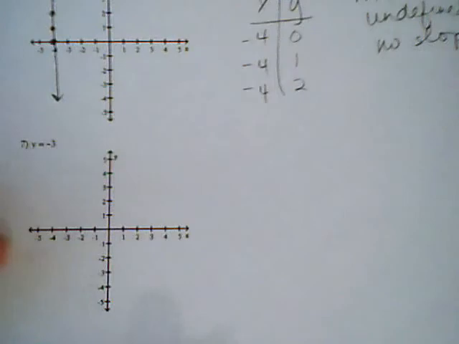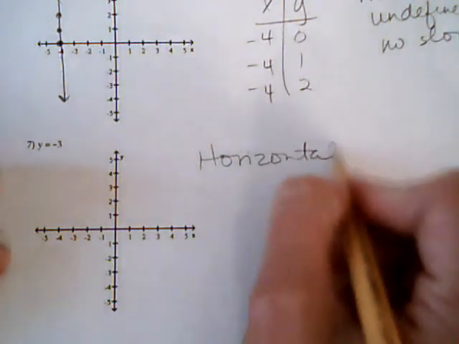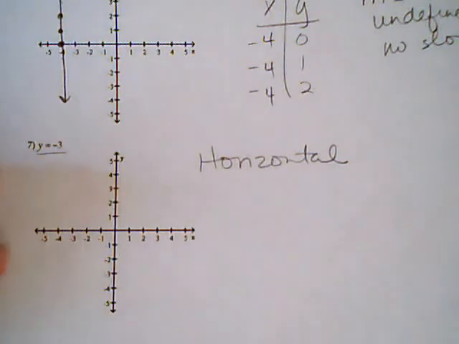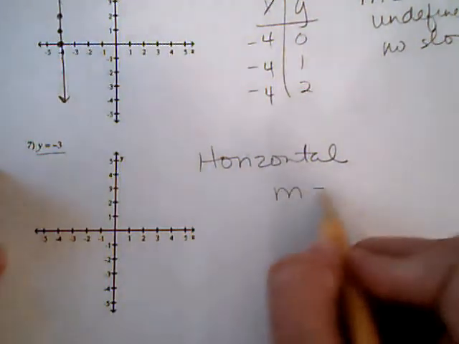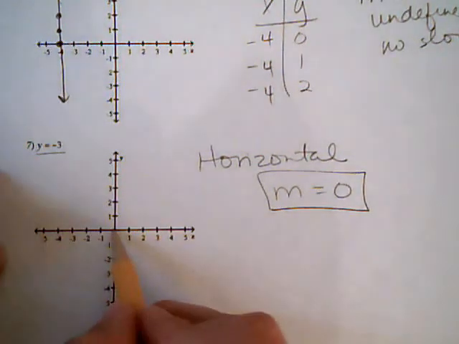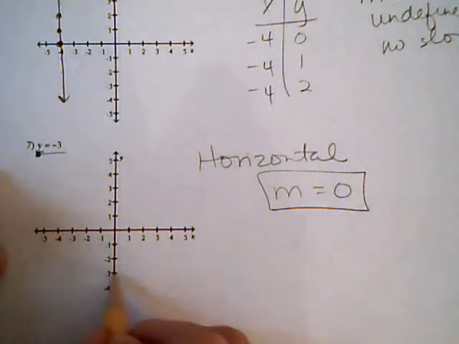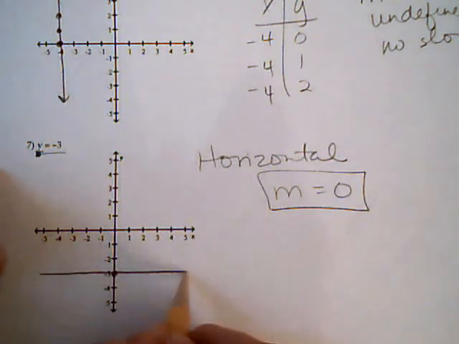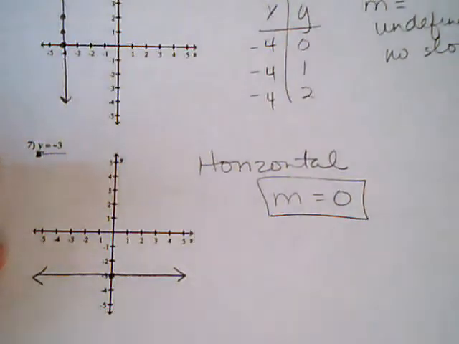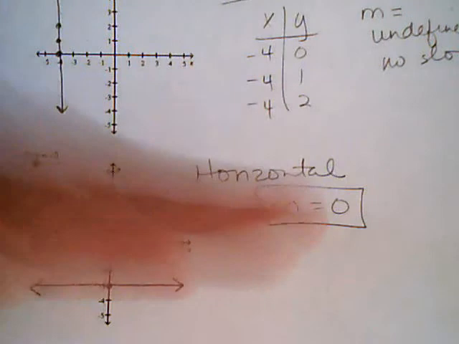Number 7 is going to be just the opposite. That's a horizontal line. So it says y is equal to negative 3. Okay, for a horizontal line, the slope is always 0. If I wanted to graph it, I would just go to negative 3 on the y-axis, since this says y. On the y-axis, draw a horizontal line. Okay, and it kind of makes sense. If the line's flat, it's going to have a 0 slope.